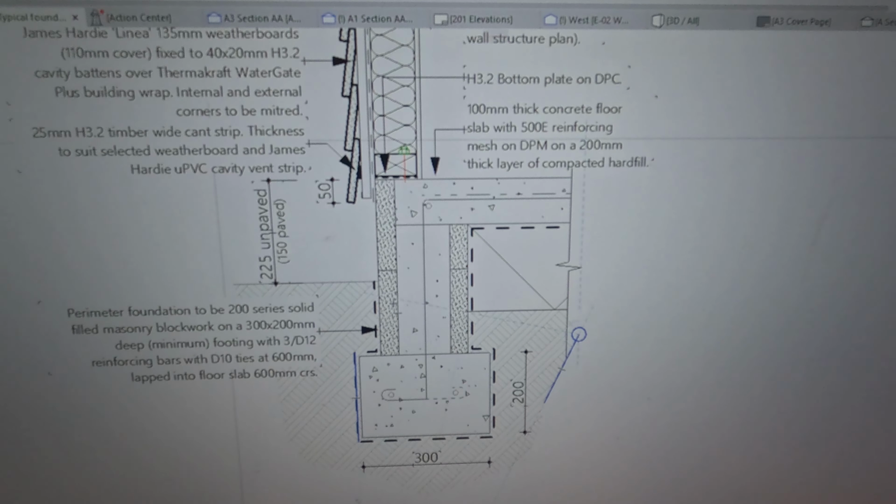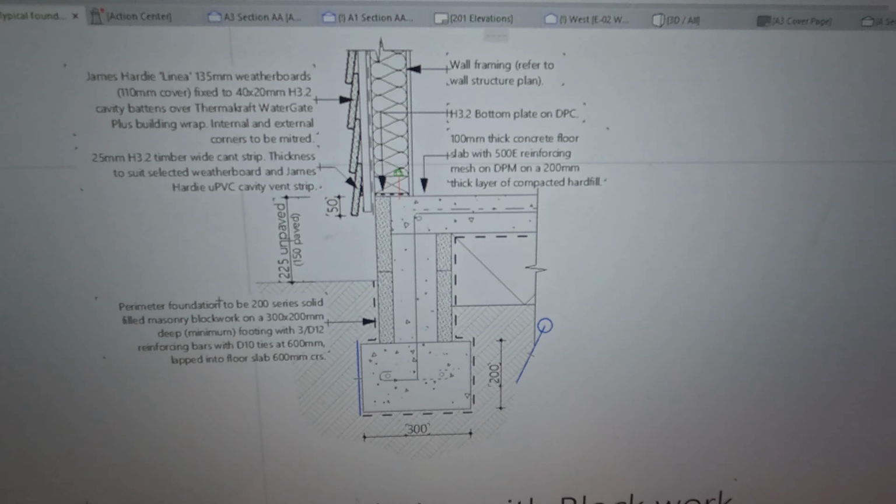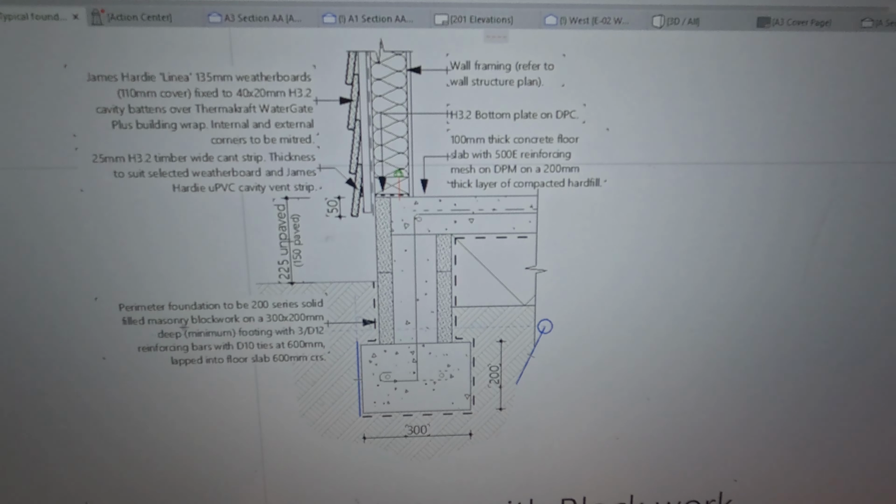And then we are using block work. This will be about 20 series block work, or 200 series block work, so that means it's about 200 thick solid fill masonry block work. And then we use two of them. So that's the first one there. And then the second block, we normally cut it in half, and then when you pour your slab, the slab will come in and join the rest of the block there.